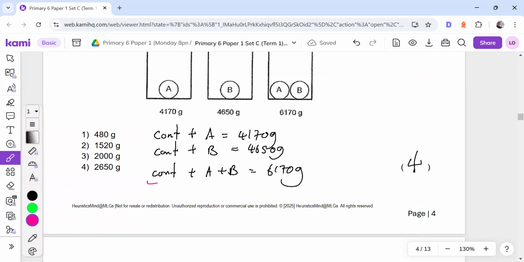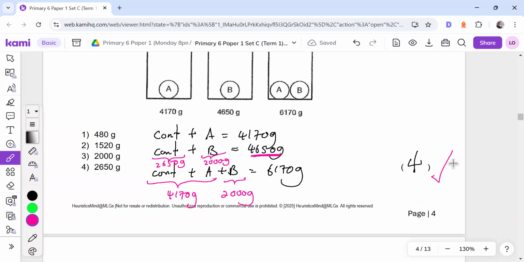Then you can say container plus A is 4170. Can you find B? You take the total minus 4170, you get 2000, right? So if B is 2000, can you find the mass of the container? You take the total 4650 minus 2000, you will get 2650 grams, which is the container. Understand? Okay, right?